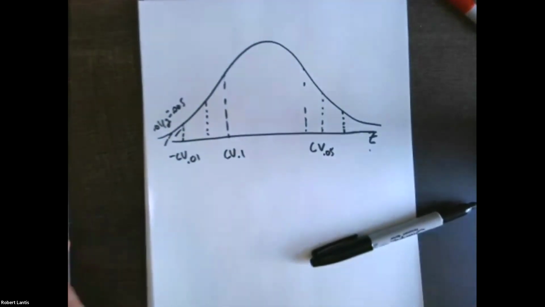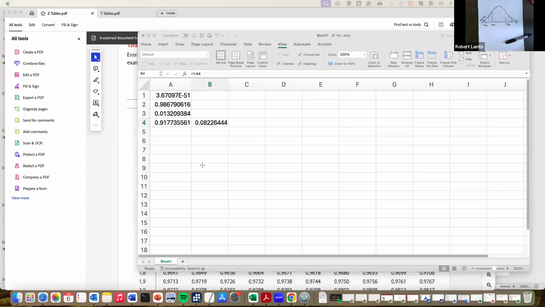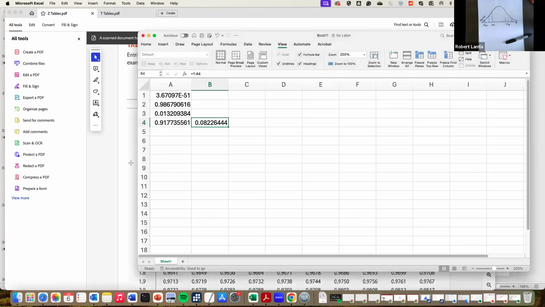Well, I could use the table to find these. This is where you don't always have to use the table for these standard normal examples. It's always going to be the same three values. If I do this real quick, equal to NORM.S.INV. What are the areas I want in the tail?